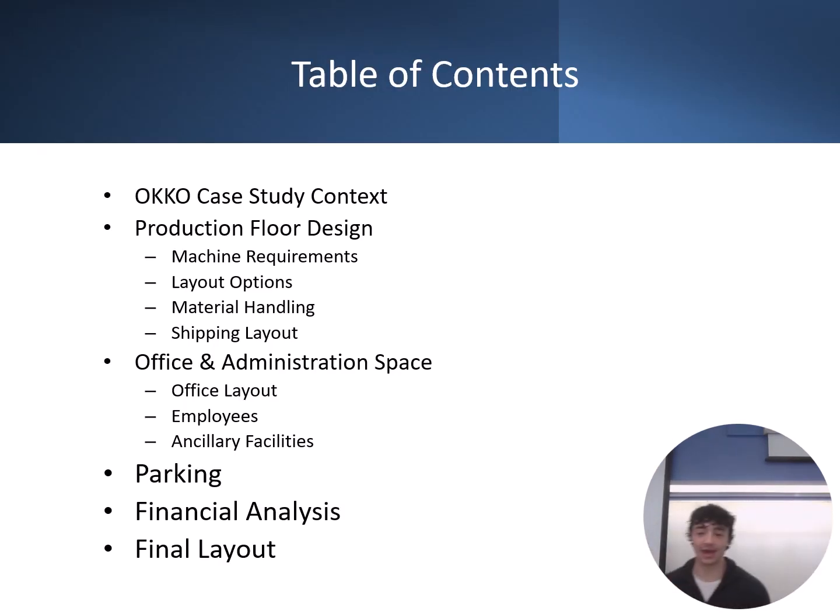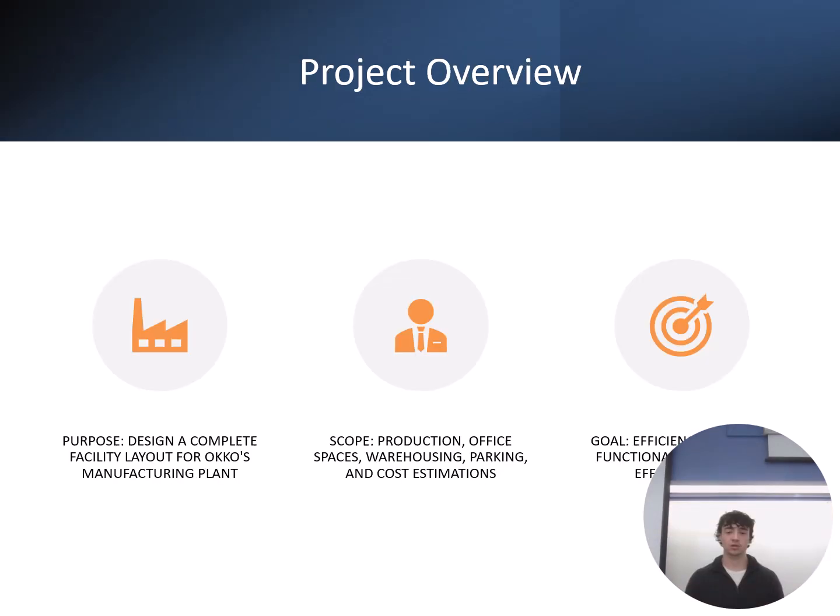This is our table of contents. So this is our project overview. Our purpose is to design a complete facility layout for OKKO's manufacturing plan. The scope is that we have to do production, office spaces, warehousing, parking, and the cost estimations. And our goal is to efficiently produce a layout that's functioning and has a good flow score.